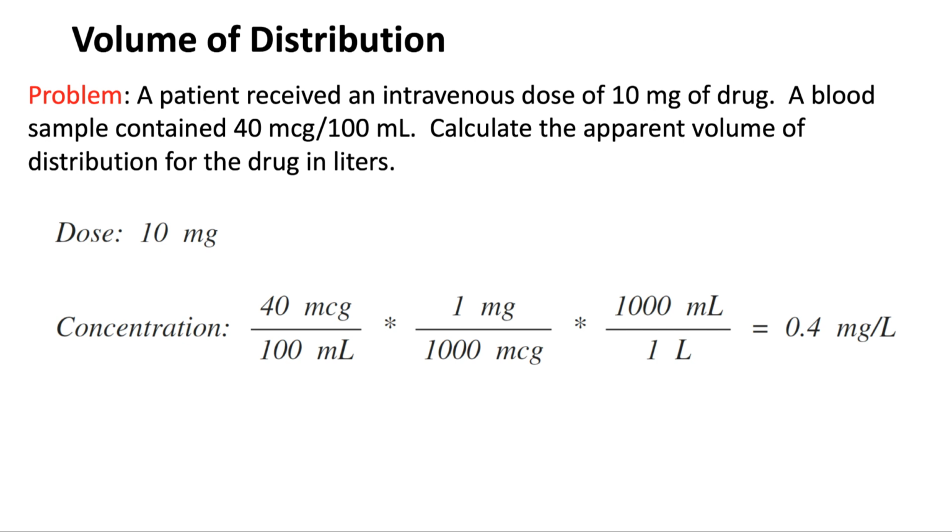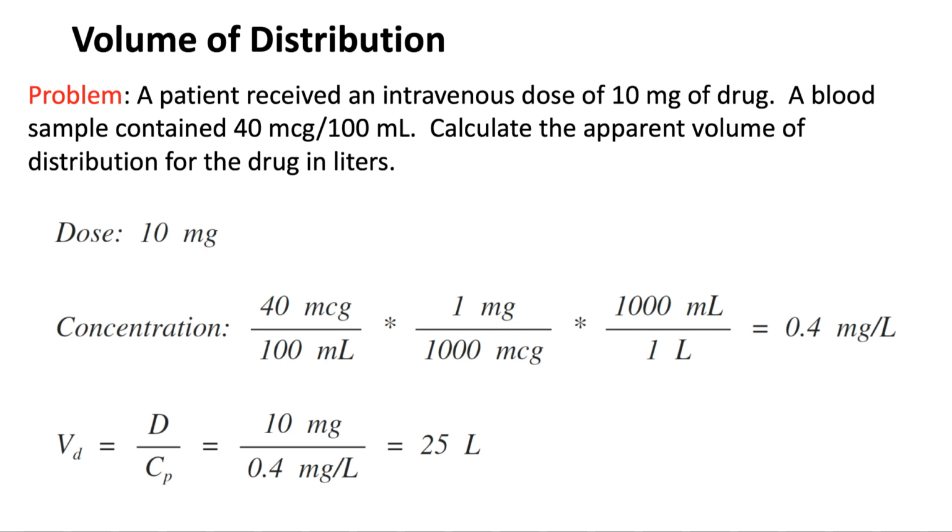Now I can use this to set up my volume of distribution formula, because VD is equal to dose divided by CP. So my dose was 10 milligrams, and I'll divide that by my 0.4 milligrams per liter. My units of milligrams cancel, and my final value would be in liters. So 10 divided by 0.4 equals 25, and the units are liters. So the volume that this drug appears to disperse in is 25 liters.